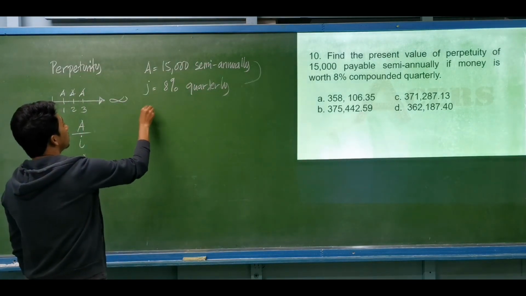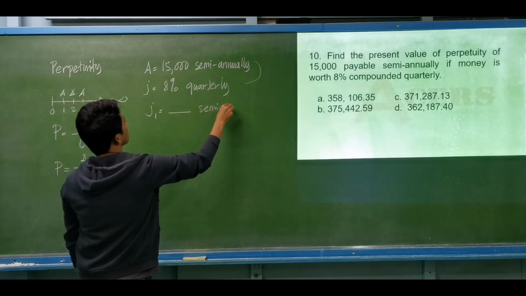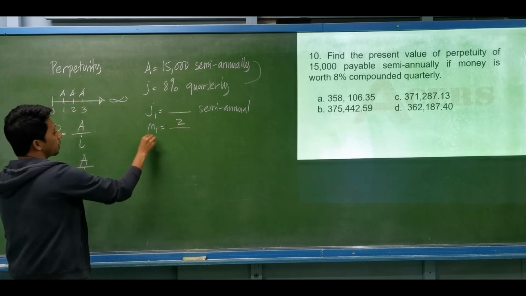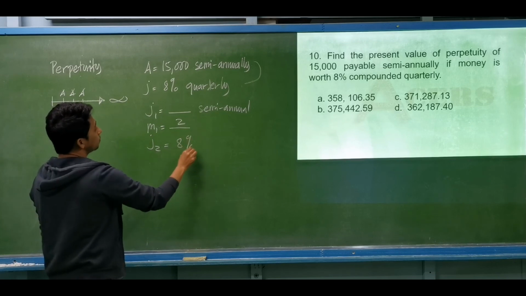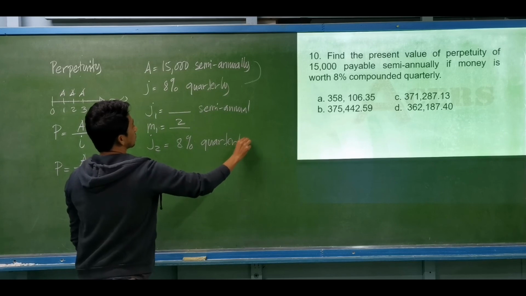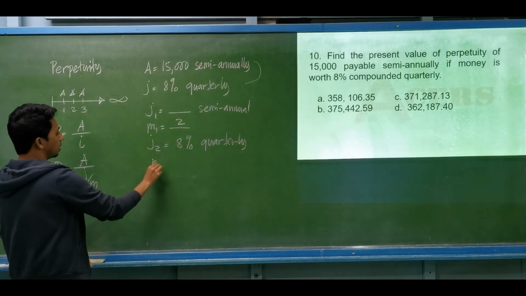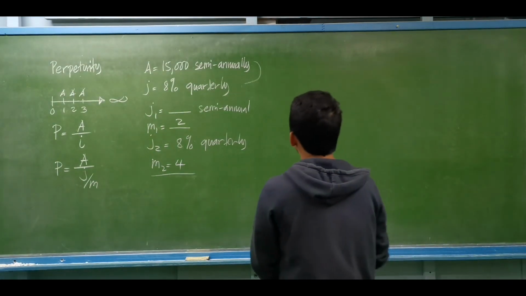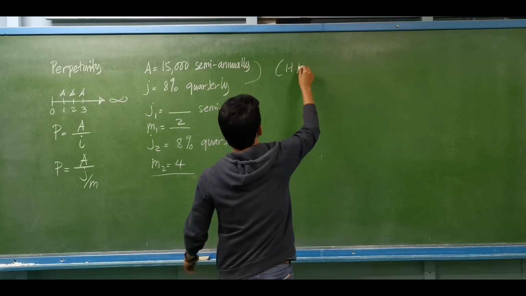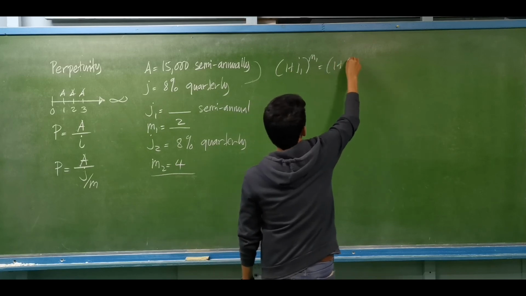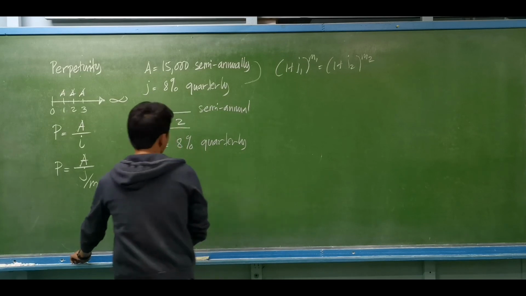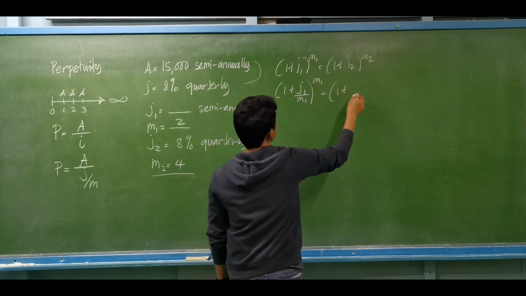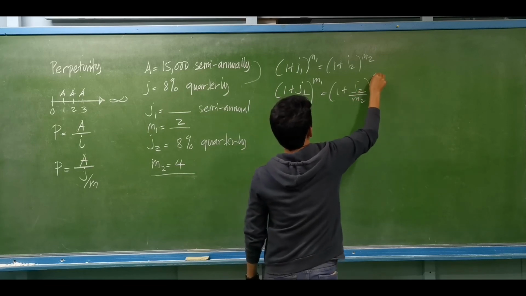Let's say for semi-annual, this is J sub 1, and the number of compounding periods M sub 1 will be 2. The given 8% will be our J sub 2, which is quarterly, and M sub 2 is 4. By equivalent rates, 1 plus i sub 1 raised to M sub 1 equals 1 plus i sub 2 raised to M sub 2. Or in expanded form, 1 plus J sub 1 over M sub 1 raised to M sub 1 equals 1 plus J sub 2 over M sub 2 raised to M sub 2.